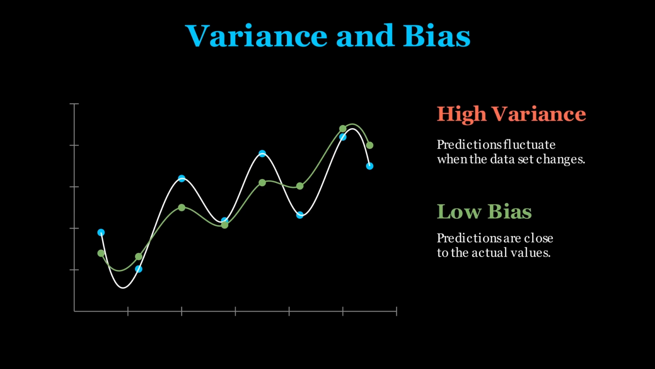So the question is, do you want a stubborn line that misses the point, or a fickle squiggle that can't make up its mind? That, ladies and gentlemen, is what we call the bias-variance trade-off. All right, so we understand that the trade-off between bias and variance is crucial for building models that generalize well to new data. But here is the problem.